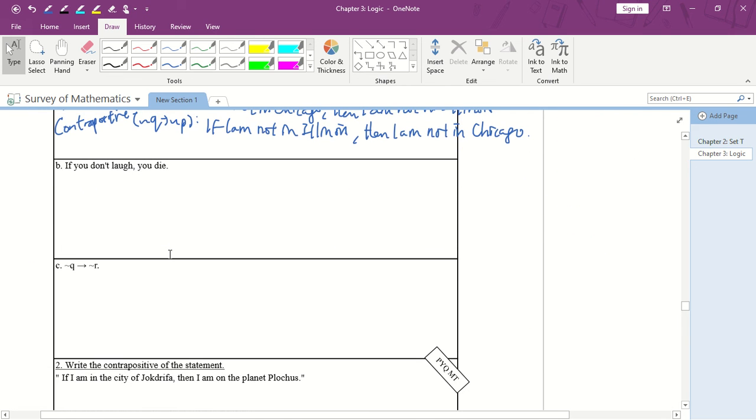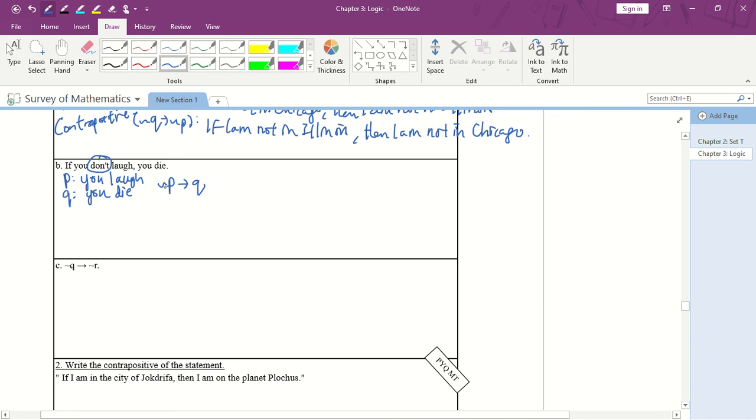If you don't laugh, you die. Okay, wow, that's so serious. First thing we need to write is the simple statements here. P is, you laugh. Remember, "don't" is a negation, so we will not include it. Q, you die. So in this question it is negation P to Q.